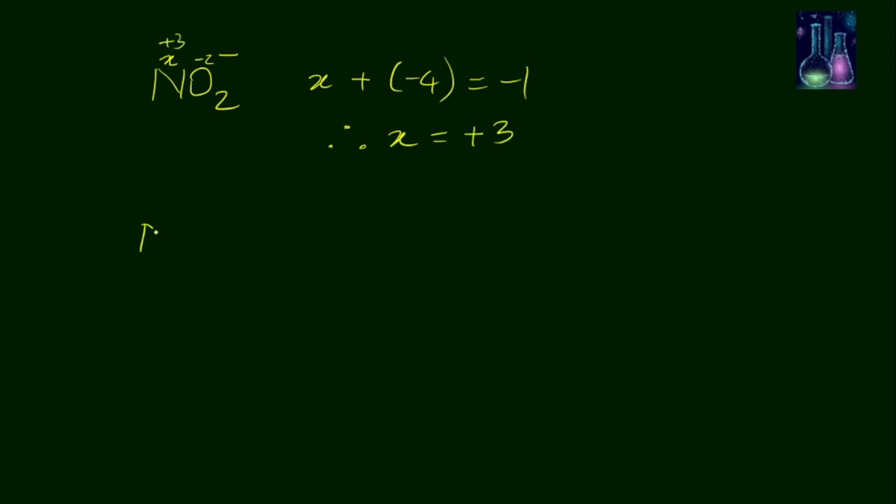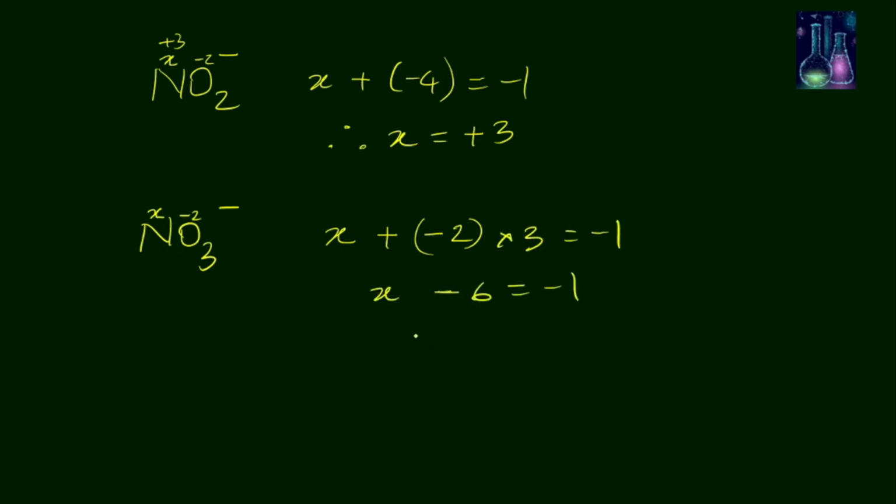Another example, NO3 minus 1. Let's assume the oxidation state of nitrogen as X, oxygen minus 2. So here X plus 3 twos are 6, 2 into 3 equals minus 1. Therefore X minus 6 equals minus 1, and therefore X equals plus 5. So here nitrogen is plus 5.